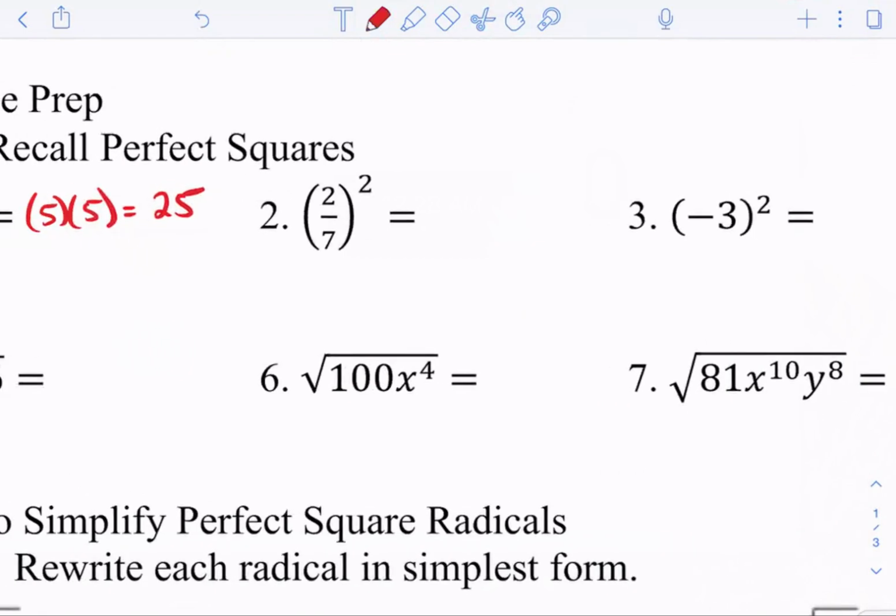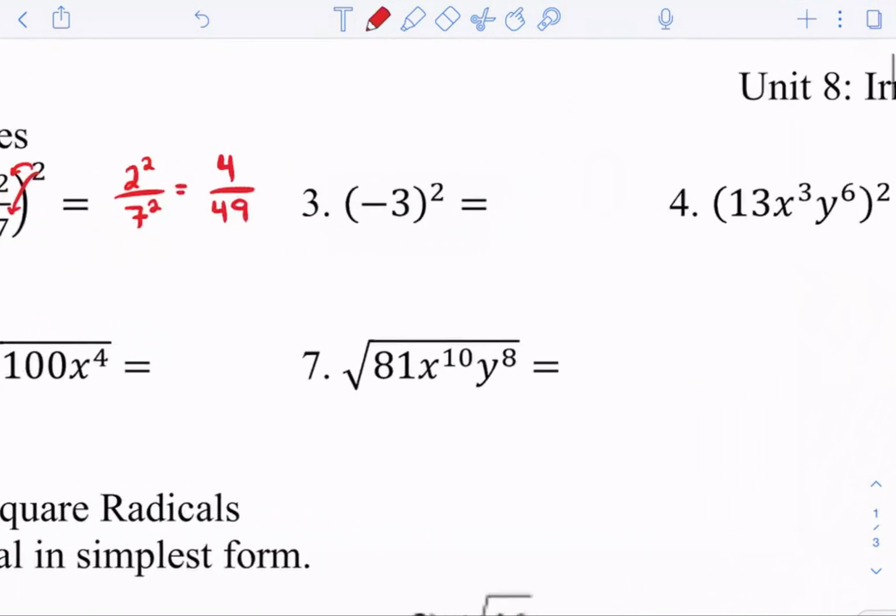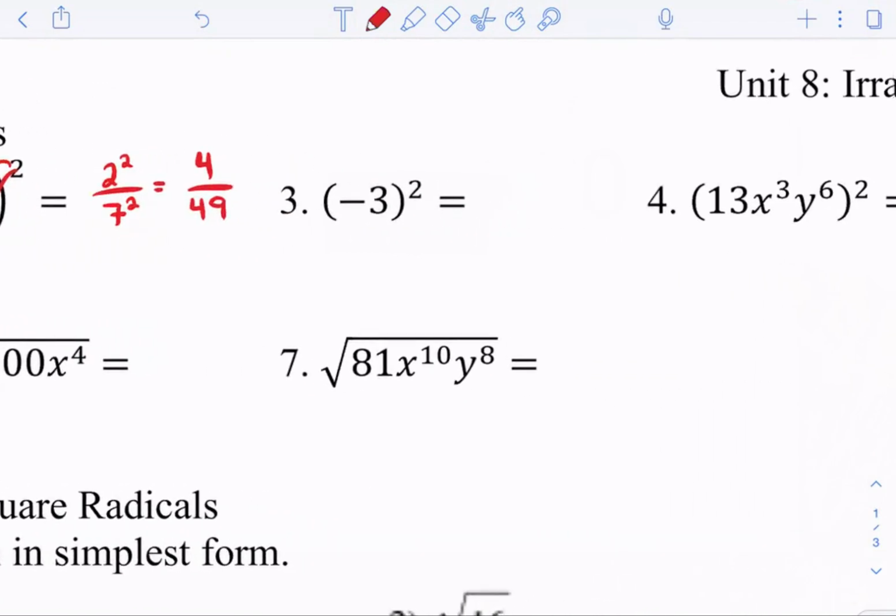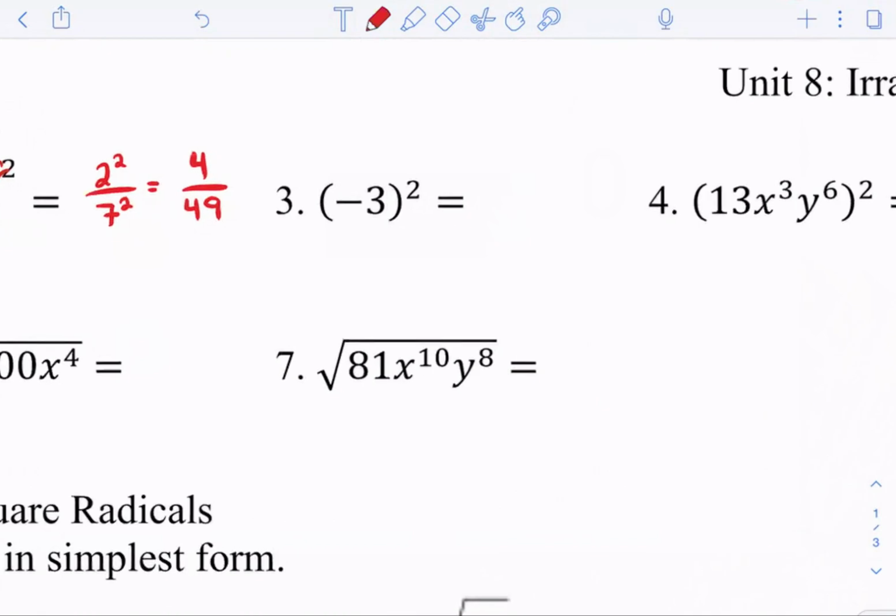2/7 squared. Remember, you have to distribute that 2 to both 2 squared and 7 squared. So this becomes 2 times 2, which is 4, and 7 times 7, which is 49. In the third one, the negative is very important because it's inside the parentheses. So this is -3 times -3, which is a positive 9.